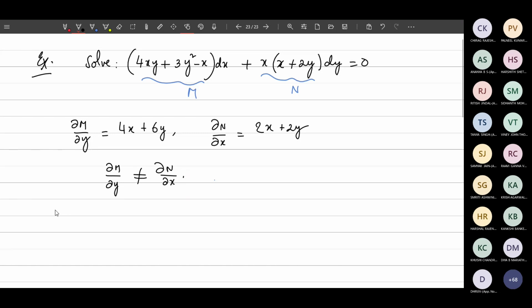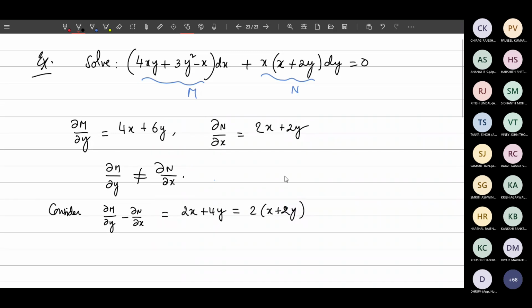Now in this case, consider the difference ∂M/∂y minus ∂N/∂x. These are not equal, the difference is non-zero, so we can find out what it is. So this is equal to 4x minus 2x, that is 2x, and 6y minus 2y, that is 4y. That means plus 4y. So I can put this as 2 times (x plus 2y).